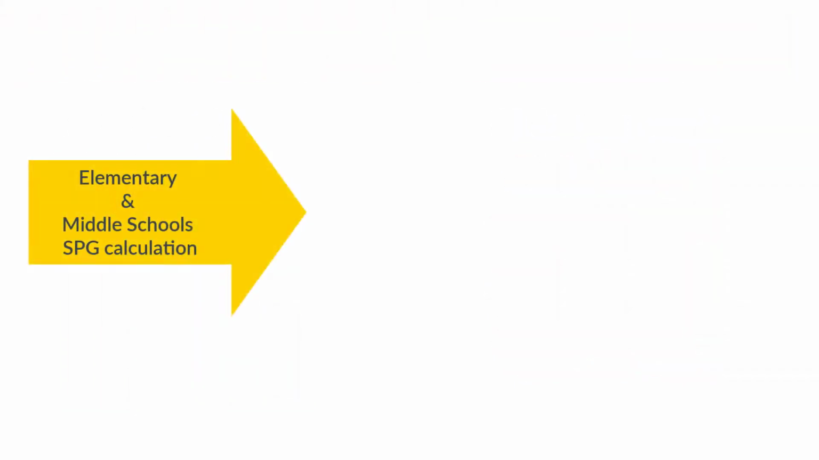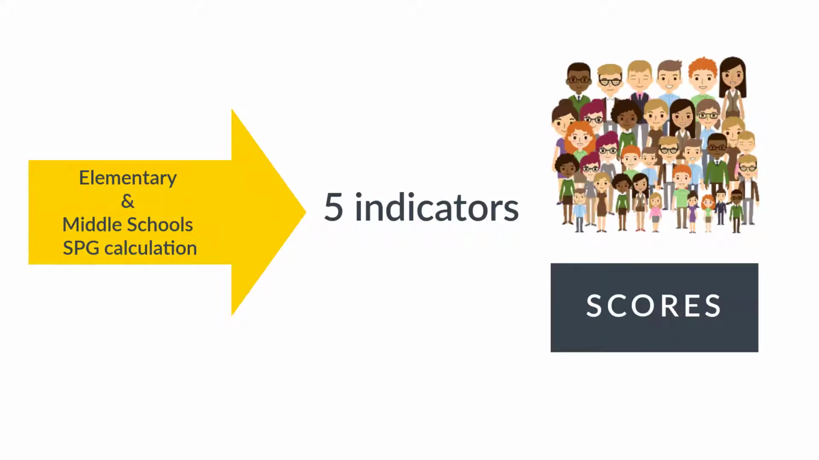At the elementary and middle school levels, the school performance grades are determined based on 5 indicators. Indicators are only included if there is a minimum of 30 students or scores in the indicator's calculation. This is important to consider as some smaller populations and subgroups may not include all indicators.